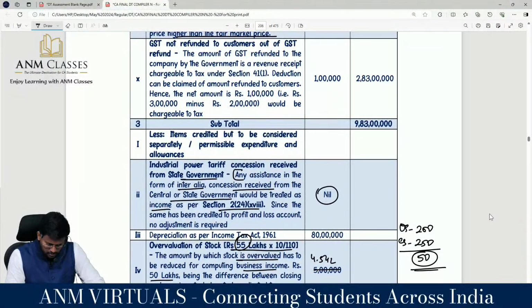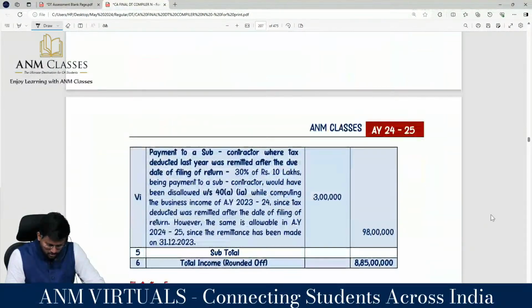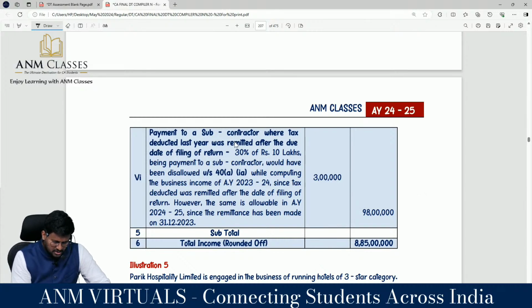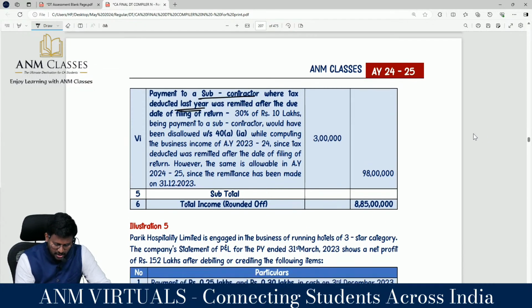Where is it? Is it the subcontract part? No. Payment to a subcontractor where tax deducted last year was remitted after the due date of filing return. 30% of 8 lakhs. So they have changed the question to 10 lakhs. Okay, wow. 10 lakhs, 30% is 3 lakhs. So the question also will be made 10 lakhs.